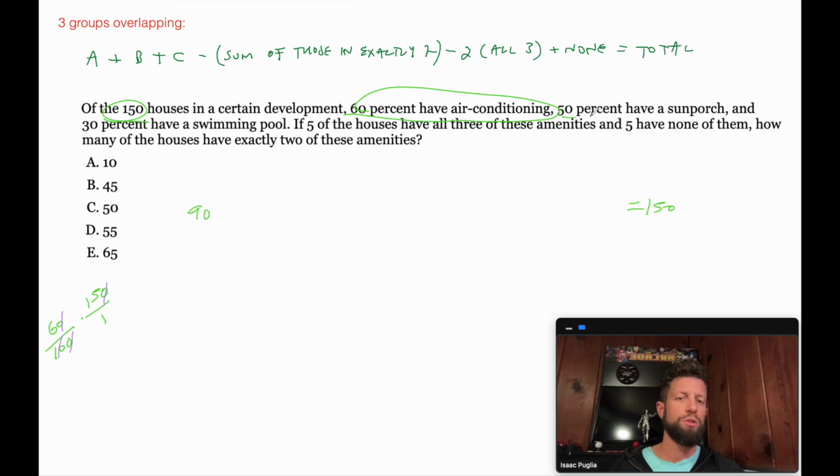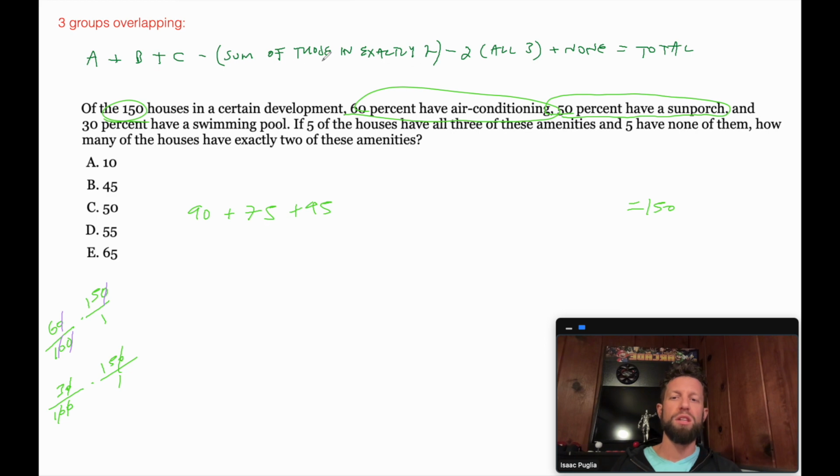Then they tell me group 2, 50% have a sun porch. Half of 150 is 75. So that's group 2. And then 30% have a swimming pool. That's going to be group 3. I'm a big fan of visual organization so that I don't make any mistakes. 3 times 15, that's going to give me 45. Okay, so that's A, B, and C.